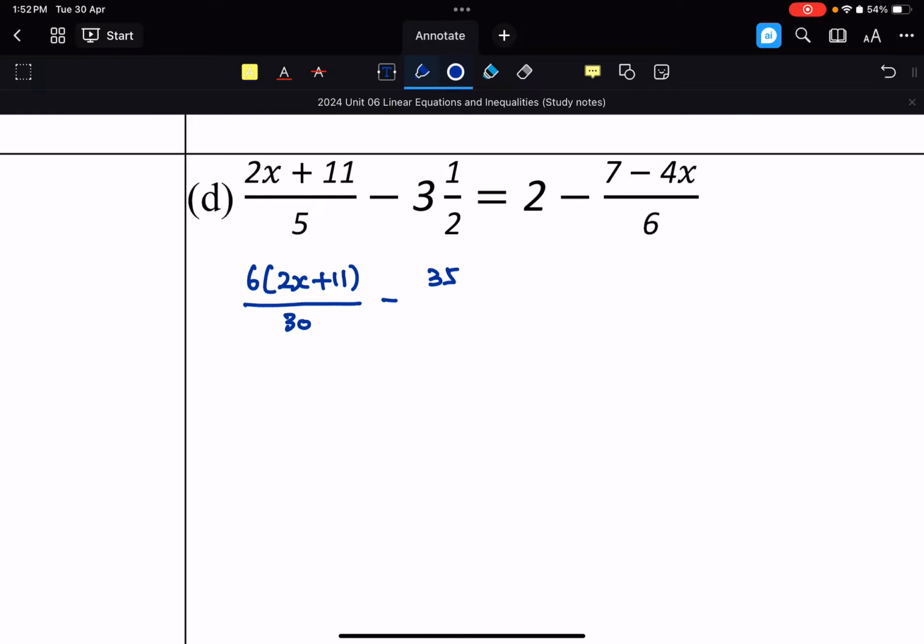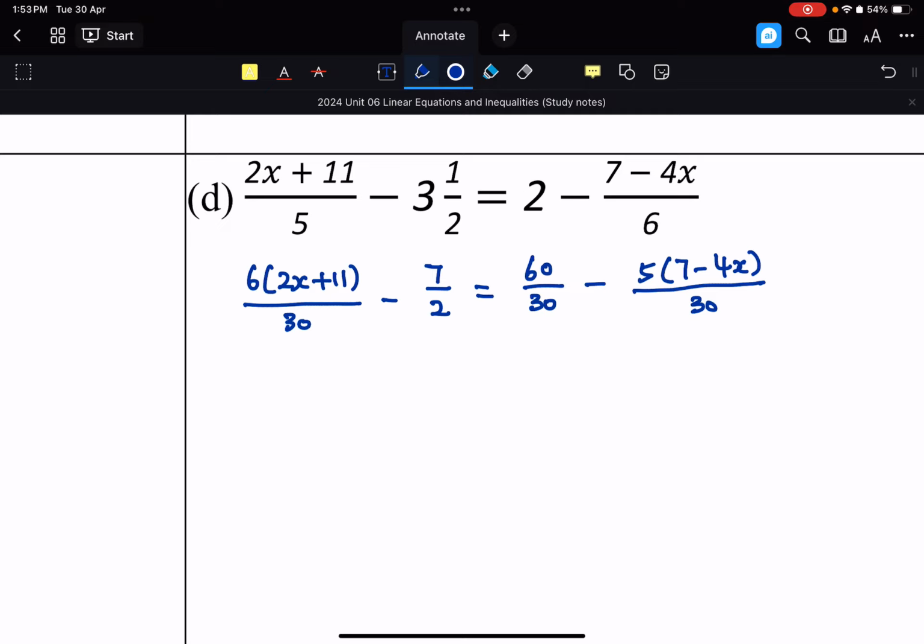No, wait. So let's go back, right? This is actually 7 over 2, right? So it's okay. Let's take 2 more steps. Okay, there's no need to rush, right? This is 2. 2 is actually 60 over 30 if you want. Okay, minus, this is 5 times 7 minus 4x over 30, right?